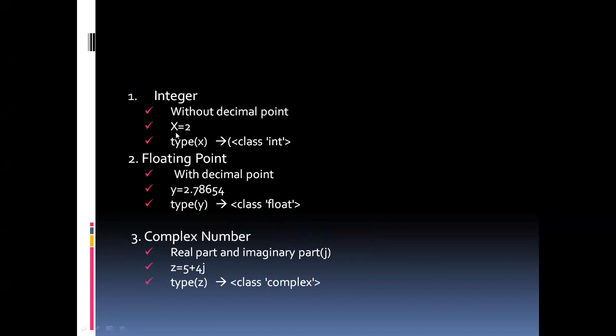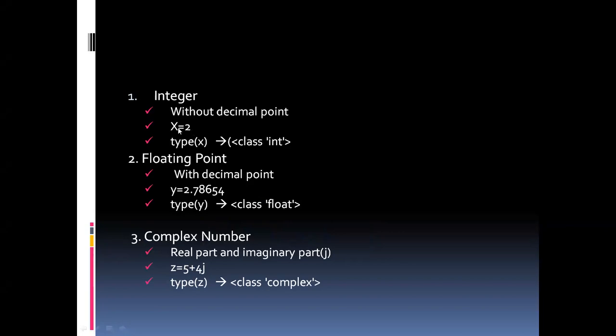For example, I can use a variable name x, which is going to store integer value 2. Here we are not putting any decimal point. So any number without a decimal point will be treated as an integer number. So here x is an integer variable containing the integer value 2.